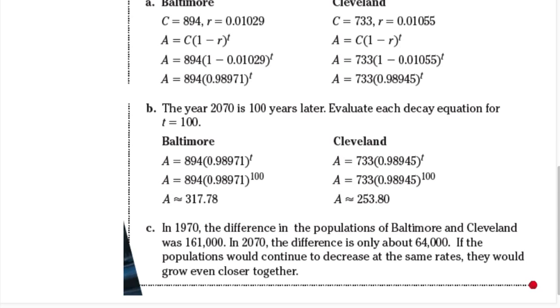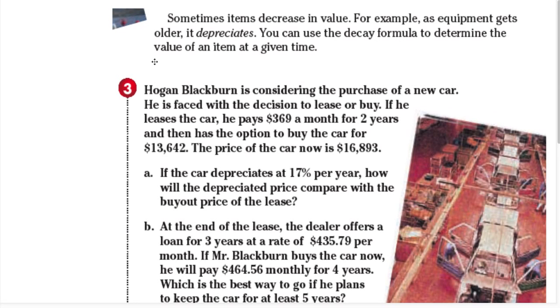Okay, and let's take a look at the next one. Sometimes items decrease in value. For example, as equipment gets older, it depreciates. You can use the decay formula to determine the value of an item at a given time. A good example for this one is a car. Once a car leaves the lot of the car dealership, the car begins to depreciate right away. And that's the reason why, generally speaking, a car is not a good investment, because the value of the car depreciates as you drive it every day.